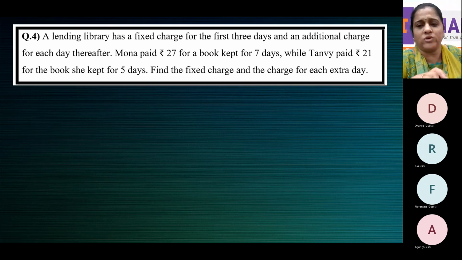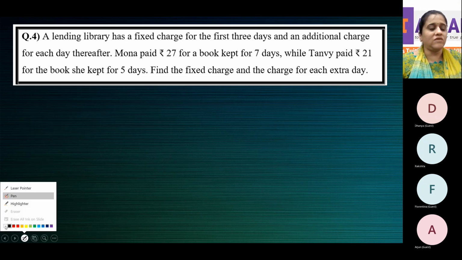The next one, Tanvi. Tanvi paid 21 for 5 days. For 5 days, 3 plus 2, so X plus 2Y is equal to 21. Please write the question, children. Solve it yourself.